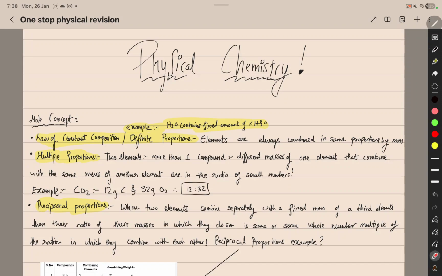In today's video, we'll be discussing physical chemistry, one-stop physical revision. The first chapter is mole concept. In mole concept, we have the law of constant composition or definite proportions.